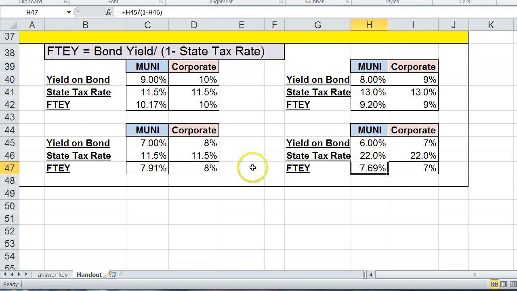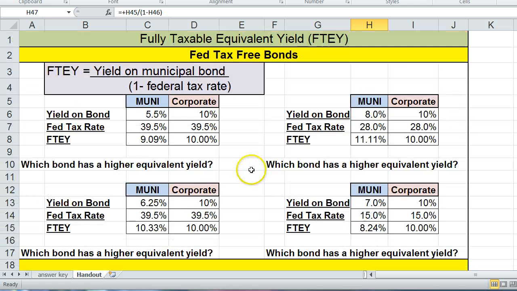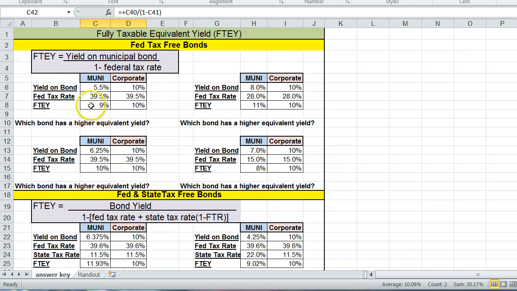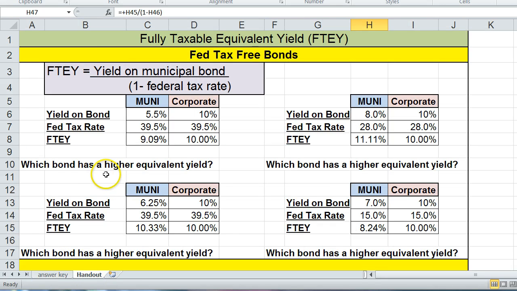Okay, so that is this handout. And remember that all handouts are available on Blackboard, and on Blackboard the answer keys are also there, so you could see up close the formulas if you're having trouble calculating these problems.